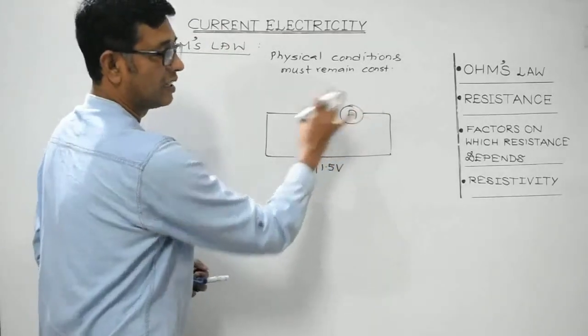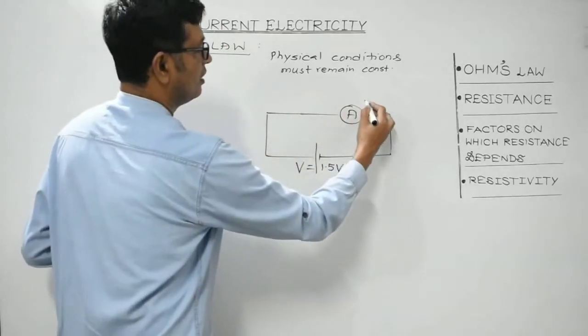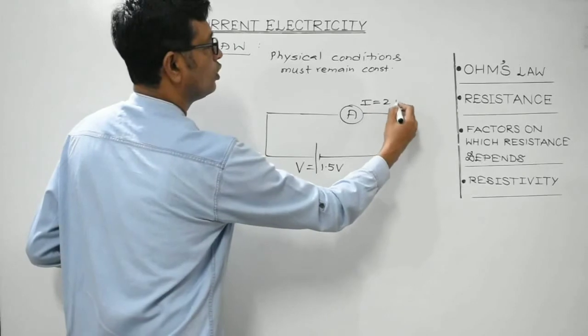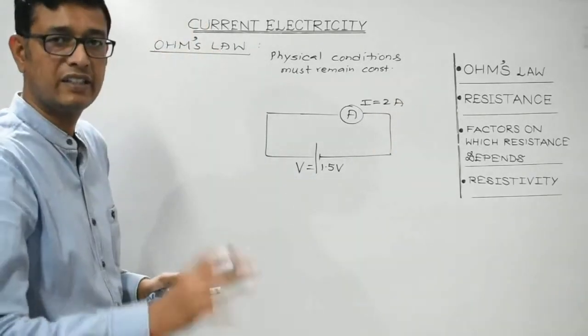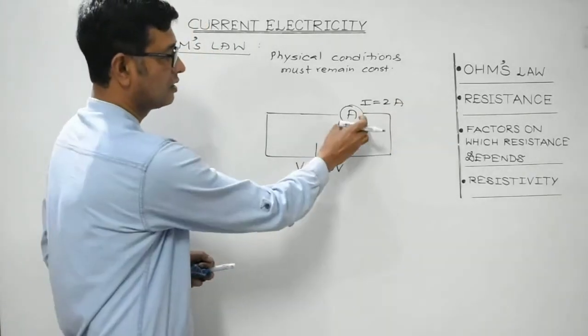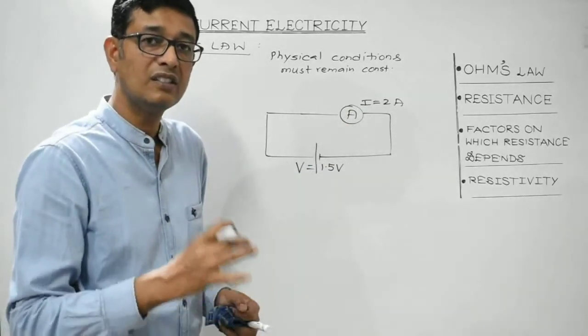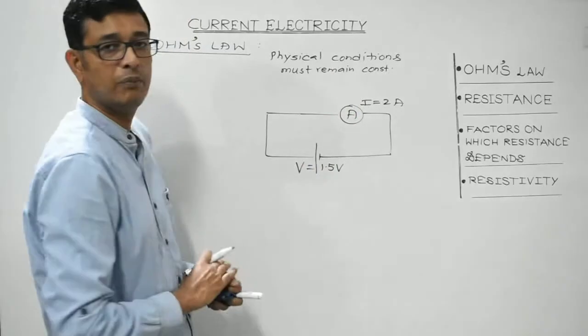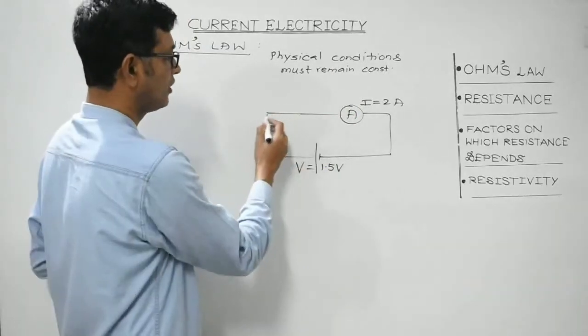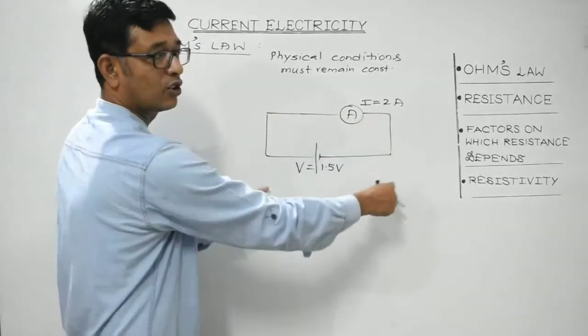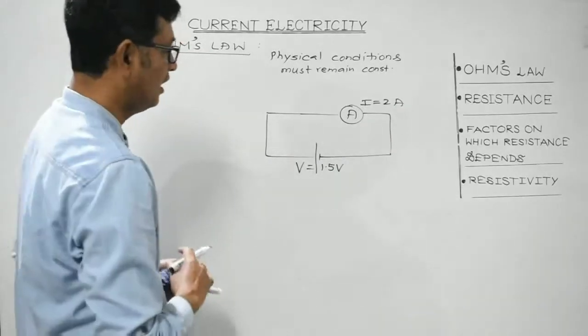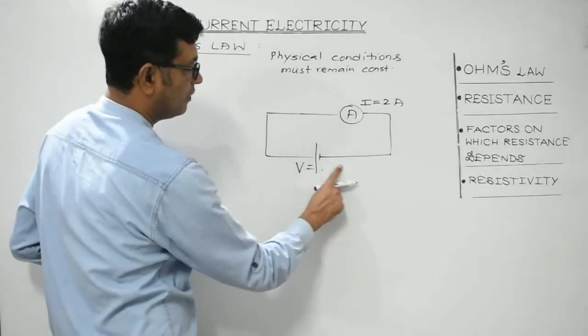So it will certainly give some reading. Say the reading of the current is, suppose, 2 ampere, right? Let us assume it. Suppose this electric device which is used to measure current, known as an ammeter, reads a current of 2 ampere in this case, when a potential difference of 1.5 volt is applied across the ends of the conductor, right?